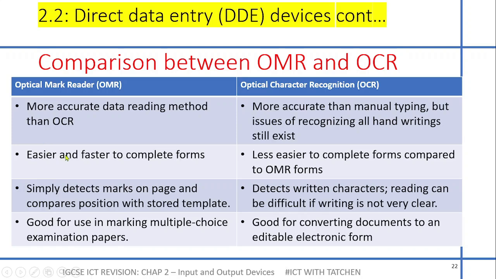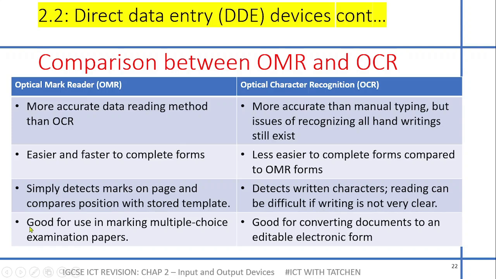Then the OMR is easier and faster to complete forms. The OCR is less easy to complete forms compared to the OMR. The OMR simply detects marks on the page and compares position with a stored template. Yes, that's correct. Whereas the OCR detects written characters. Reading can be difficult if writing is not very clear. Yes, so that is also something.